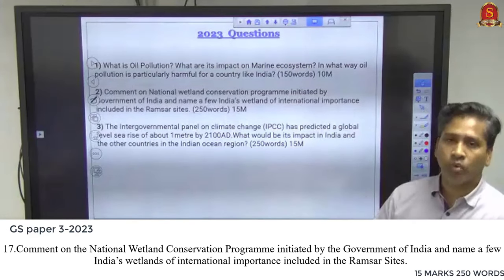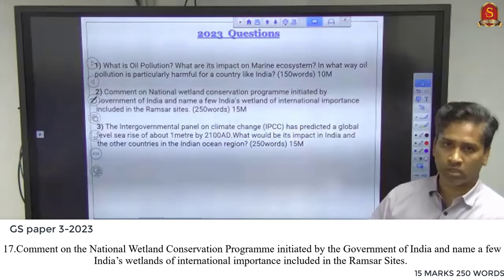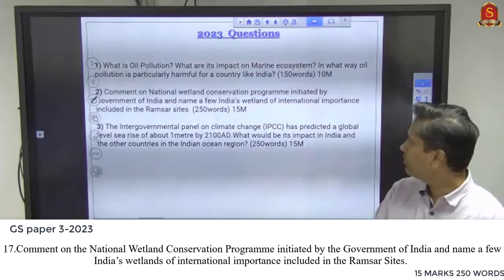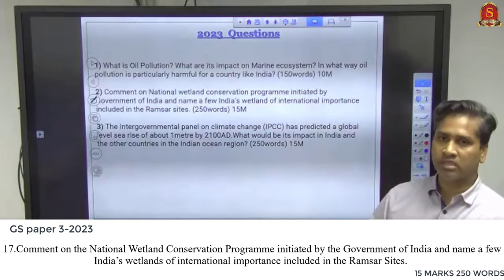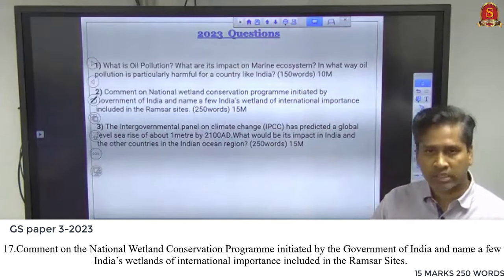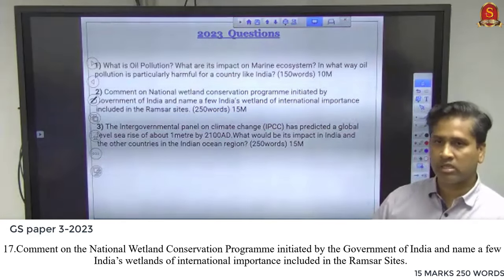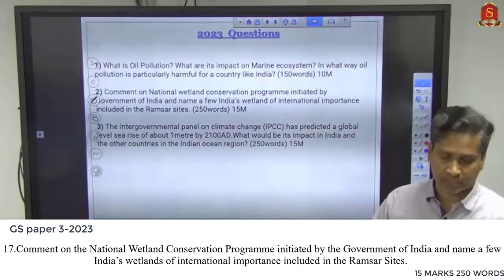So you have to tell what is the benefit of it, and at the same time, what are the cons. And the second part, we have to explain some of the Ramsar sites. So at least minimum 7, if you are able to mention 10 Ramsar sites, that will be better. Or 5 Ramsar sites with little elaboration also will be better.